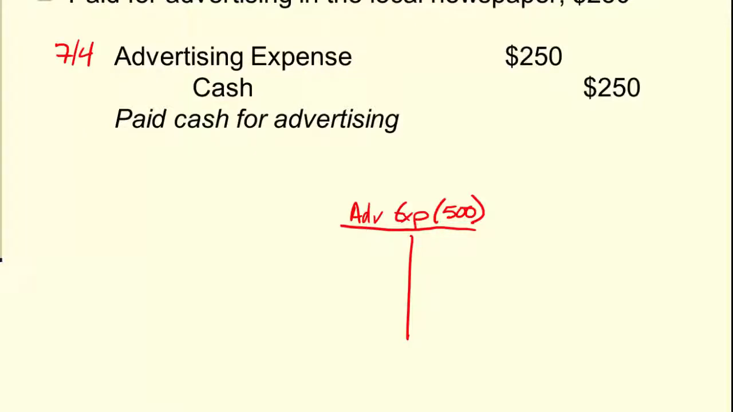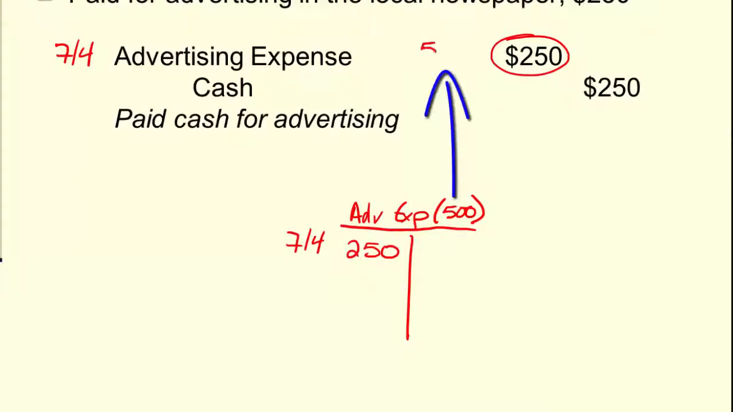So here's what we're going to do. We're going to take this number, $250 debit, and we're going to put it down here in our advertising expense account, and I'm going to label it with the date so that I can find it again if I have to. Then I'm going to come back to the journal and put the account number here. So this number here and the date there show me that I have posted this entry.